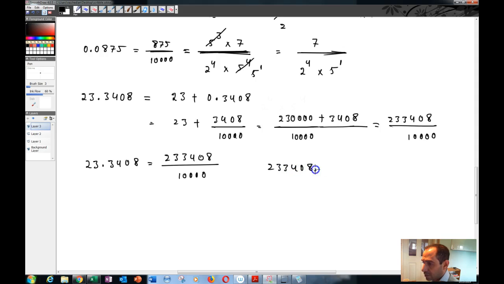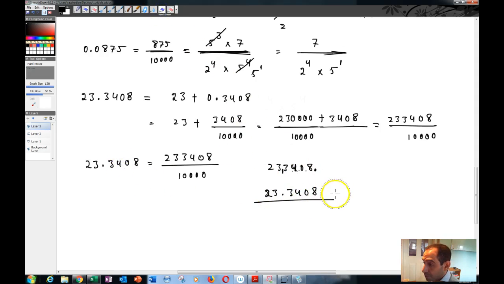And of course, you know that in this number 233,408, the decimal point is over here at the end. If you divide it by 10,000, you have to move this decimal place back 4 times. So 1, 2, 3, and 4 would be over here. So that's 23.3408, and that's basically your number there.